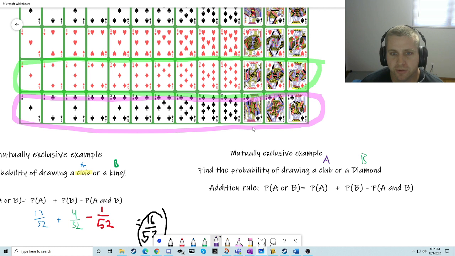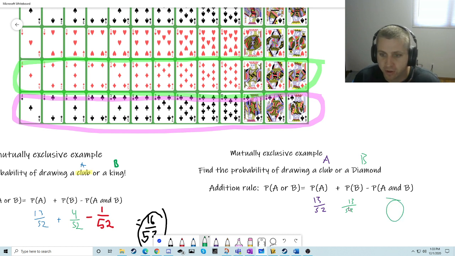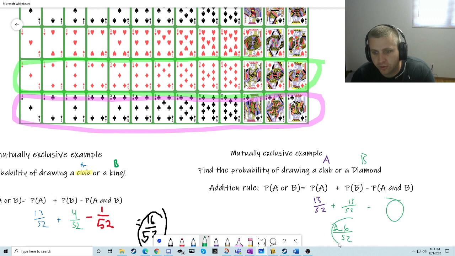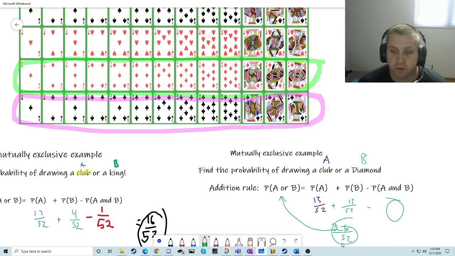Okay, club is A. So there's 13 clubs. There's 13 diamonds. And the probability of both a club and a diamond, well, there is nothing that's a club and a diamond. You cannot pull one of those at the same time, so the probability is a big fat 0. So there's nothing to subtract. So I just end up with 26 out of 52 as my total. That's the OR. And you can also reduce that to 1/2 or 0.5.